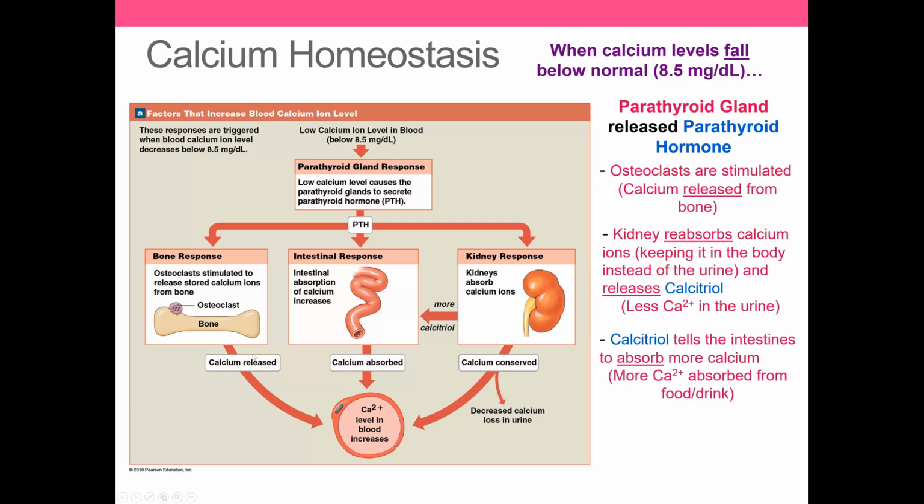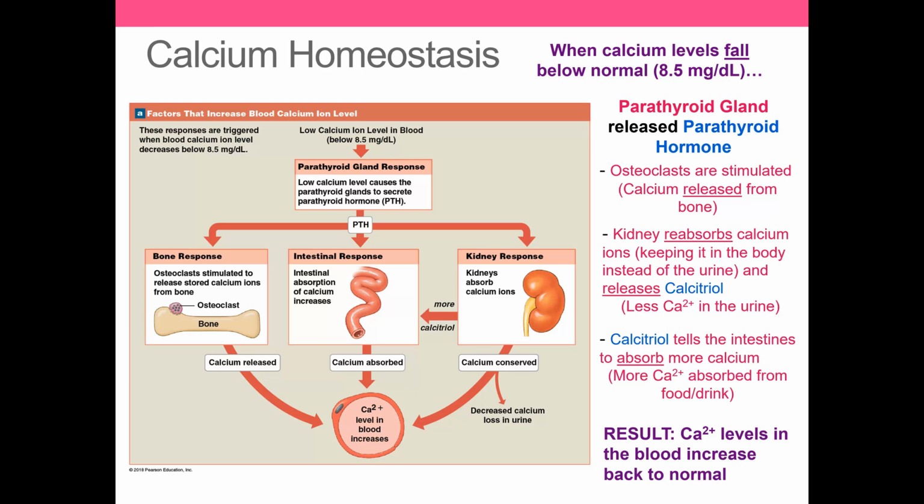So we're releasing calcium from bone, we're absorbing more calcium in the digestive tract, and we're keeping calcium in the body instead of releasing it in the urine. All of this together should be the opposite of what our stimulus was. So our result is our calcium levels increase back to normal. And keep in mind, we're talking about levels in the blood.